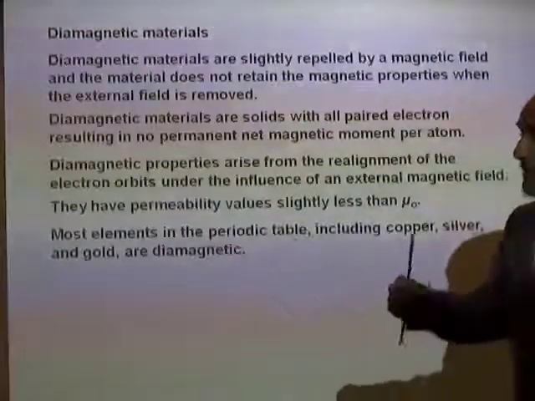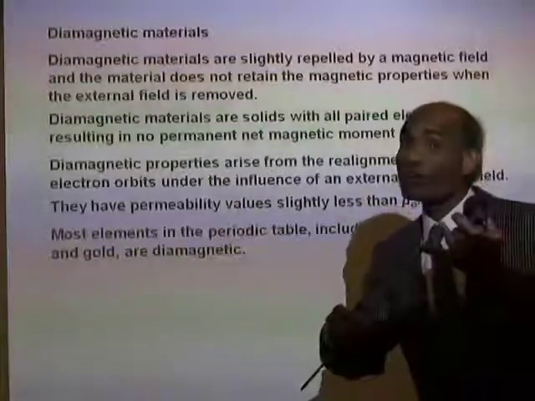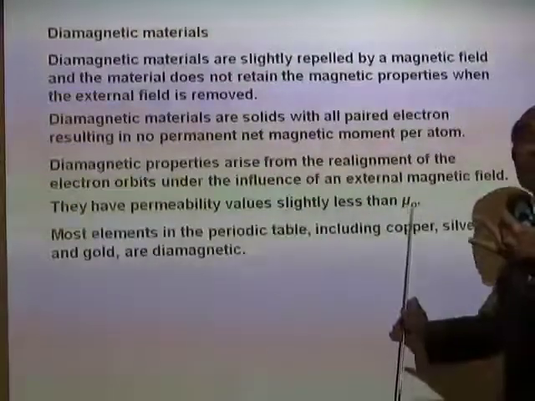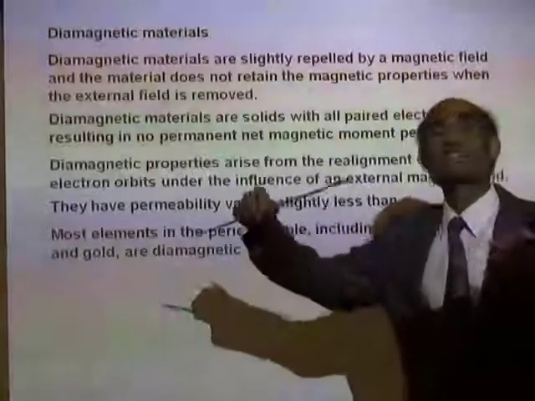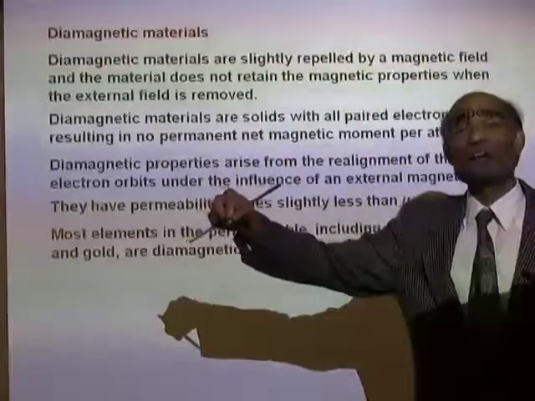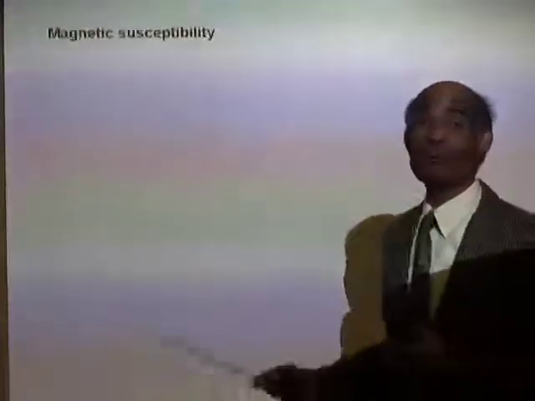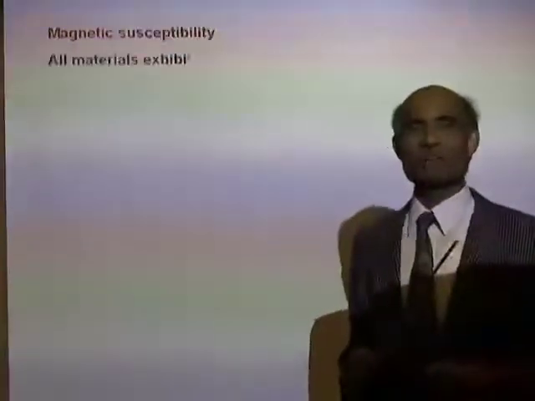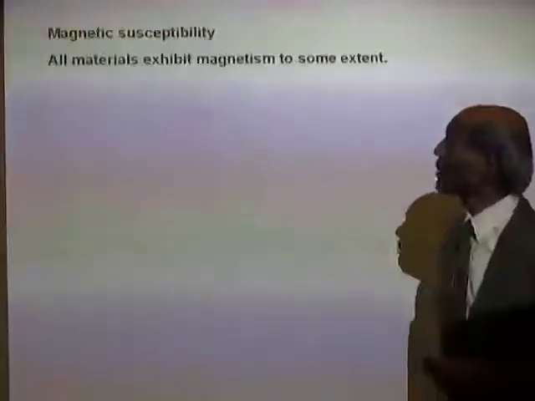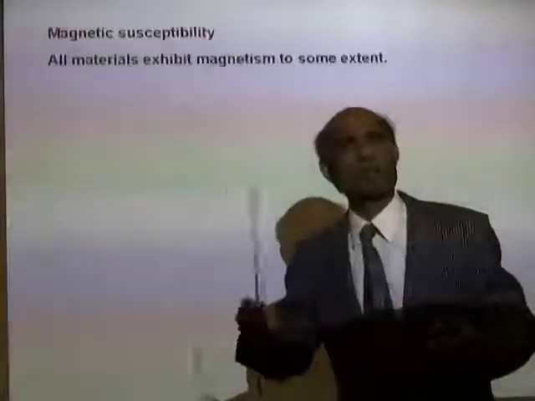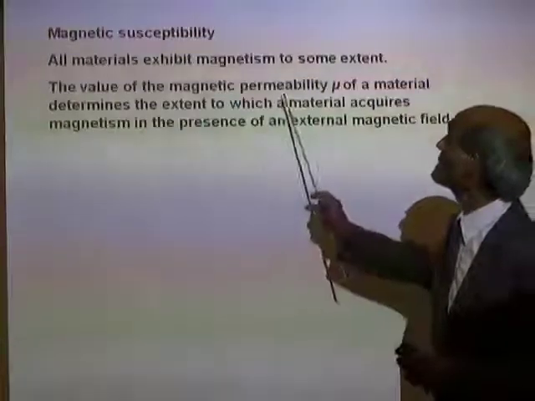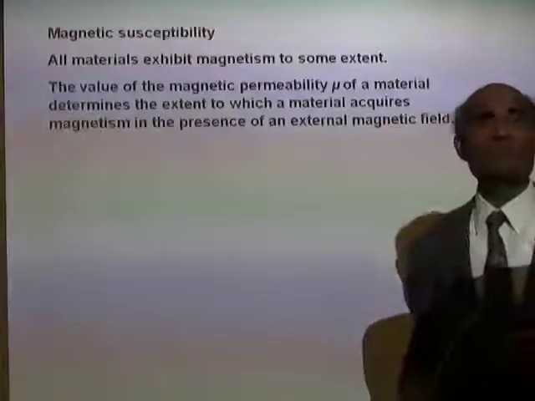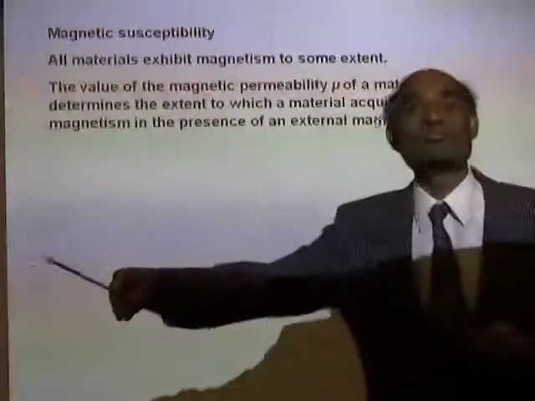Alright, so we have ferromagnetic materials which have no fixed permeability value. Diamagnetic materials have permeability values less than mu0, paramagnetic slightly greater than mu0. And this leads us to another important term in magnetism, that is magnetic susceptibility. Alright, we know that all materials exhibit magnetism to some extent. The value of the magnetic permeability mu of a material determines the extent to which a material acquires magnetism in the presence of an external field.